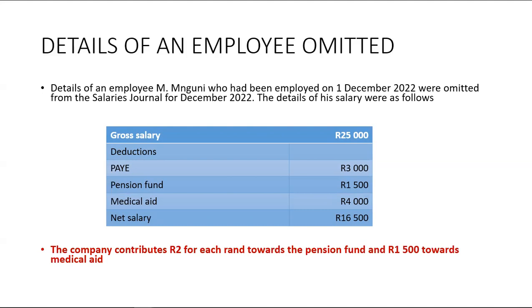Let me see, how much are we contributing towards the pension fund? We are contributing 1,500. It means that when we contribute 1,500 towards pension fund, the employer will contribute 3,000 Rand. So how much in total will go to the pension fund? It'll be 4,500. 3,000 of that is contributed by the employer, and 1,500 of that has been deducted from the employee's salary. Okay, let's record this quickly.